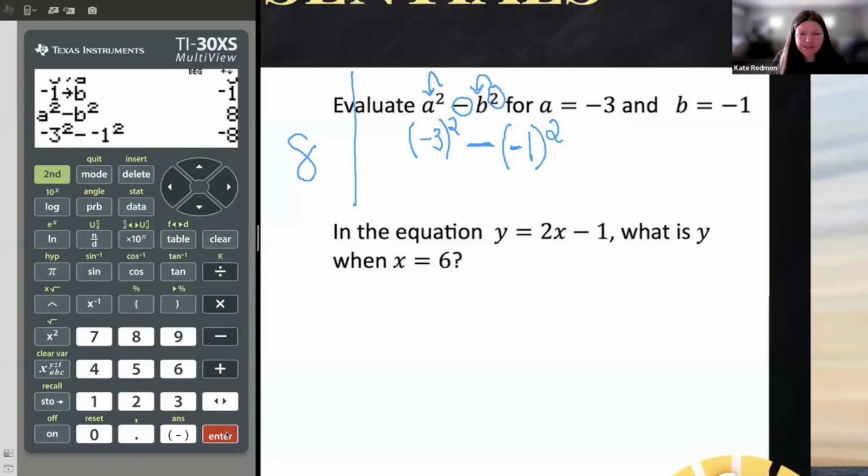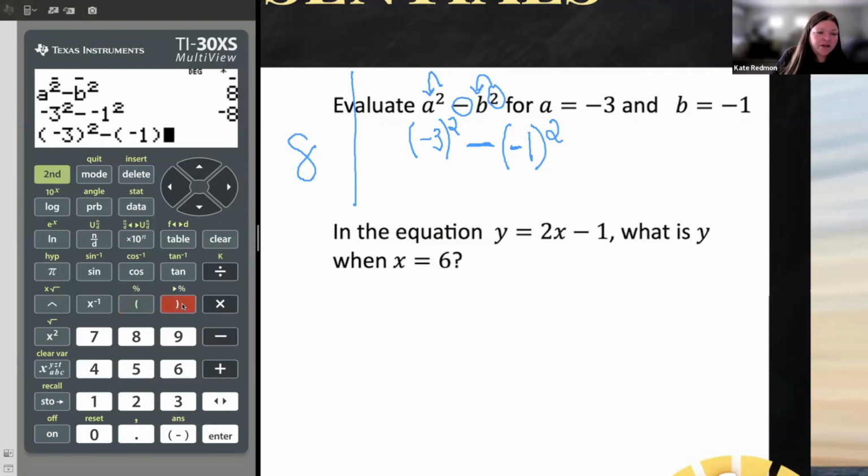All right, but look what happens if I type it this way. So open up my parentheses this time, type the -3, close them, and then square it. And from that, I'll minus, open up my parentheses, type in the -1, close it, and square it. So same exact expression as above. The only difference there is the parentheses. And you can see this time I do get +8.